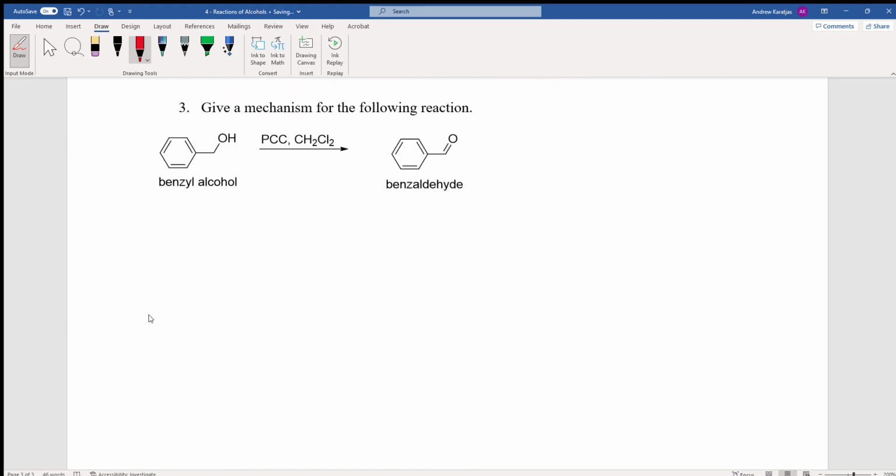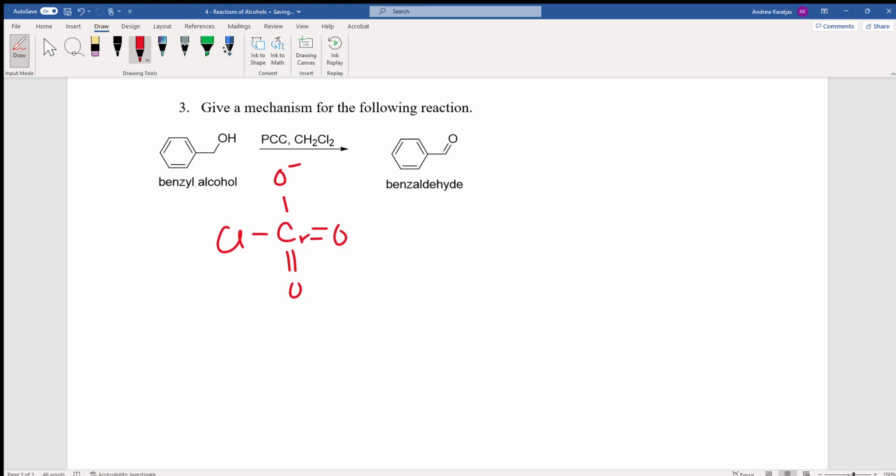So our final question on this exercise is to provide a mechanism for the oxidation of benzyl alcohol to benzaldehyde. And we're going to do that with PCC. It'll benefit us if we draw out the structure of PCC. And I'm just going to draw the chromium piece, because we don't really need to look at the pyridinium piece in order to go through this mechanism.